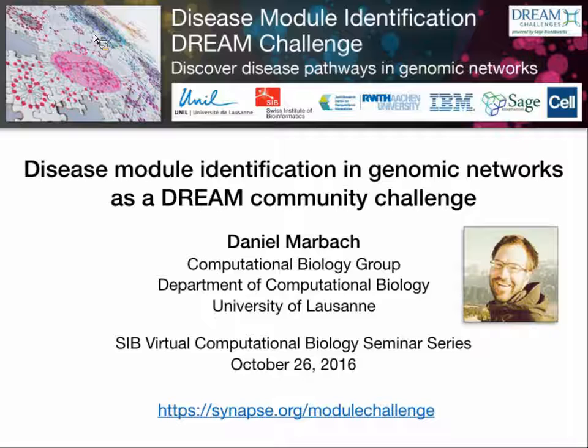Today we have the pleasure to host Daniel Marbach from the SIB Computational Biology Group of the Computational Biology Department of the University of Lausanne. Daniel got his PhD in Computer Science and Computational Biology in 2009 at the EPFL, and then from 2009 to 2013 he continued research with a postdoctoral fellowship from the Swiss National Science Foundation in Manolis Kellis's group at the Broad Institute of MIT and Harvard in the US. Since 2013, he's back in Europe and is now a senior researcher at the Department of Computational Biology here in Lausanne.